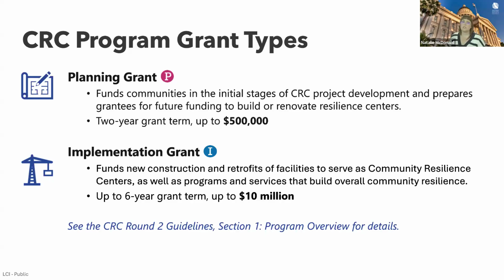Implementation grants fund new construction and retrofits of facilities to serve as community resilience centers, as well as programs and services that build overall community resilience. Implementation grants include a 6-year grant term and an award amount up to $10 million. Now let's take a closer look at the eligible activities under each grant type.